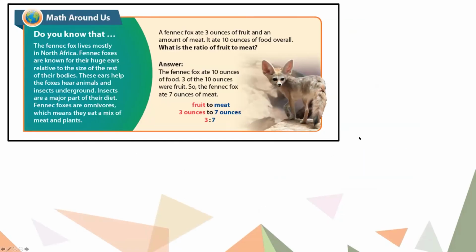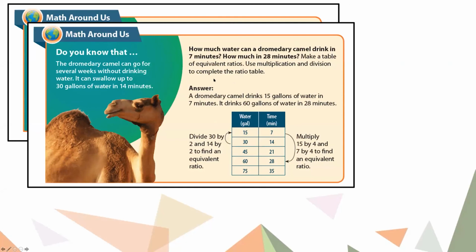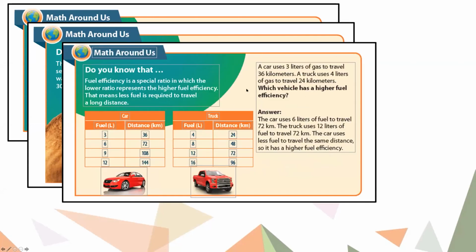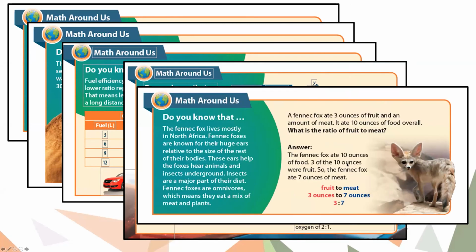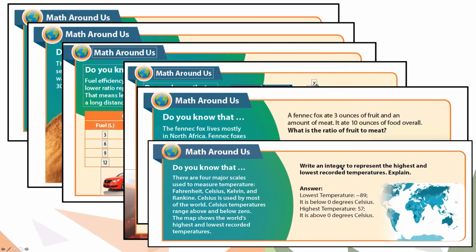Again, Math Around Us is a great feature because it really connects the math students are learning to anything from science concepts here to, for example, how much water a camel can drink in 7 minutes. Now we're linking it to technology. Here we have chemistry and molecules. Back to life science. And now we have stats and temperatures around the world.